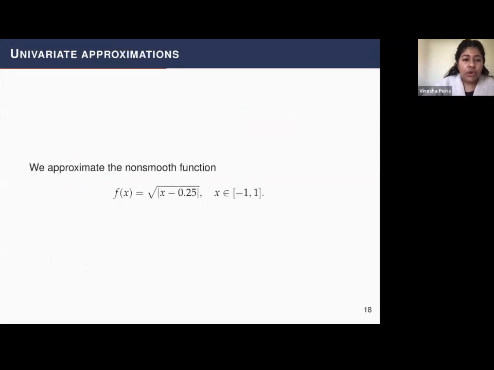Now, let me show you the function that I'm going to approximate. This is a univariate function. This is a non-smooth, non-Lipschitz function. You saw this function earlier in one of the slides where we talked about the approximation power of rational functions. This function has an abrupt change at 0.25, so it is very, very hard to approximate, right?